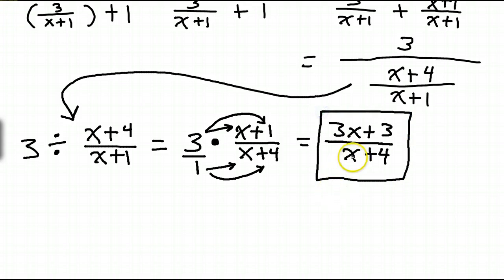We will have domain restrictions. We have this denominator that can't be 0. You can do this one in your head. The domain is all real numbers except for negative 4. Okay, so that was number 18.